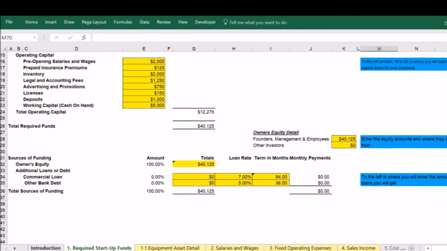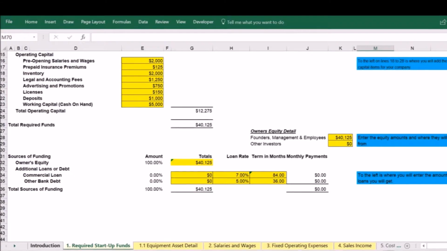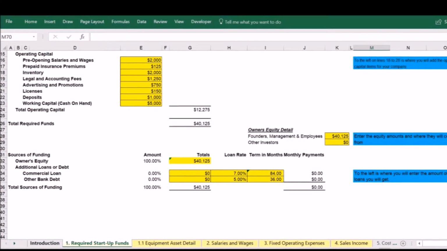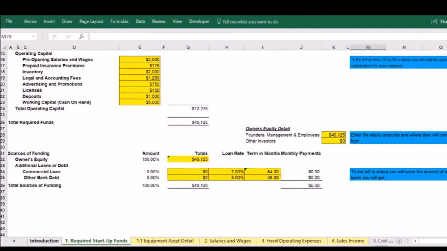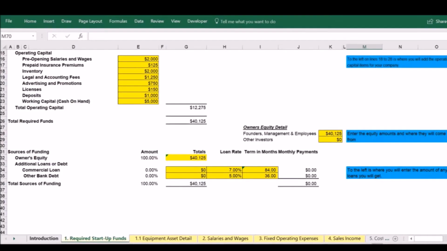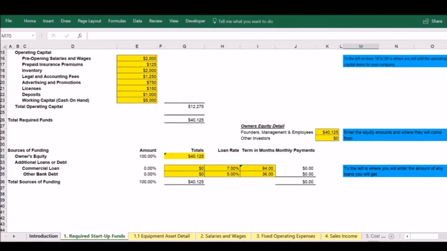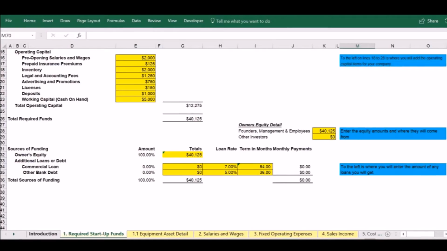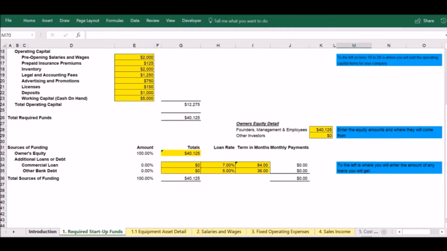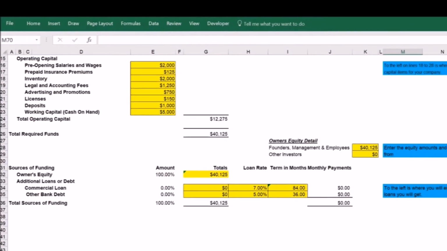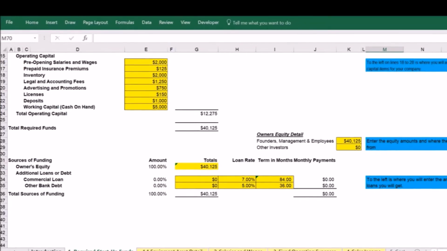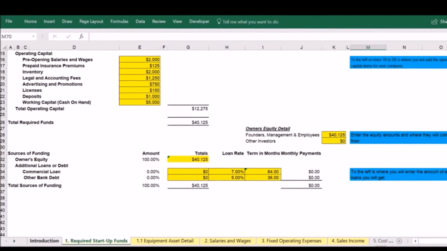Make sure to fill in all your assumptions for interest rate and depreciation in the corresponding yellow cells. Make sure the amount of investment and loan, if any, equal the required funds. So, cell G26 should equal cell G36.